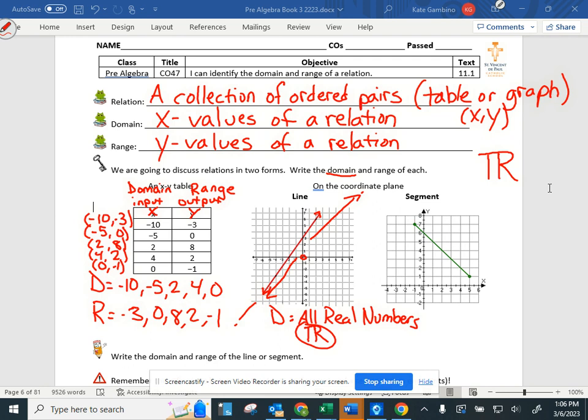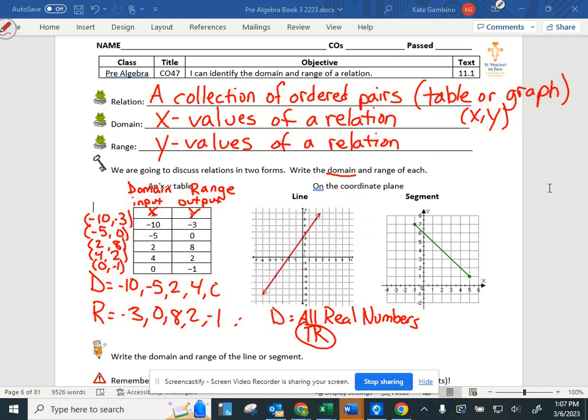I'm guessing it stands for real. I just know this is the symbol. I can't tell you exactly how they chose that to be the symbol, but that is the symbol for all real numbers. So now let's look at our range.